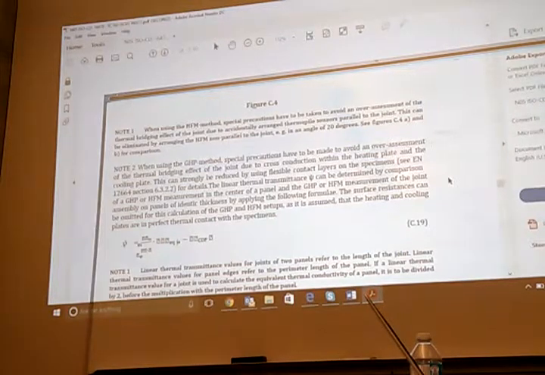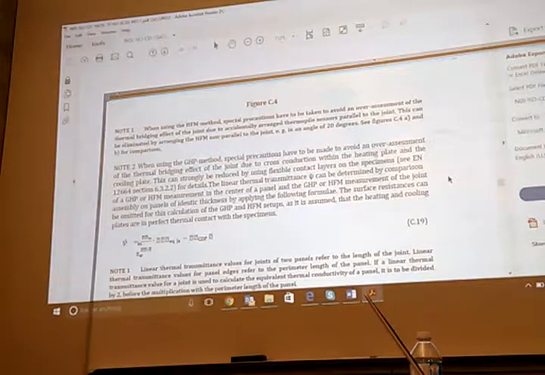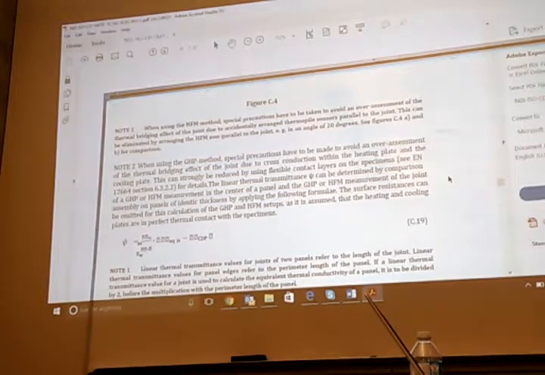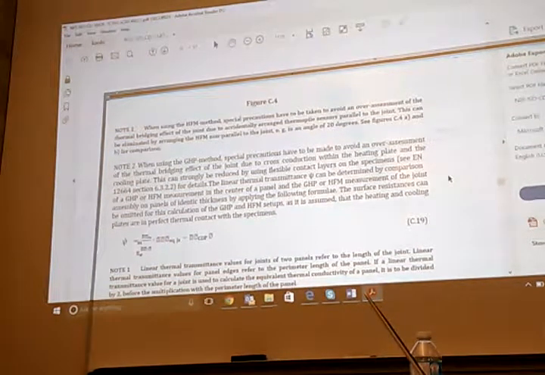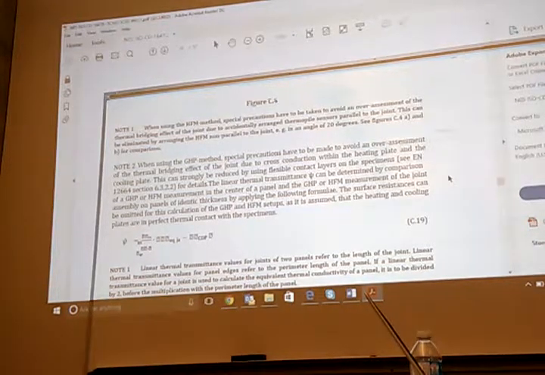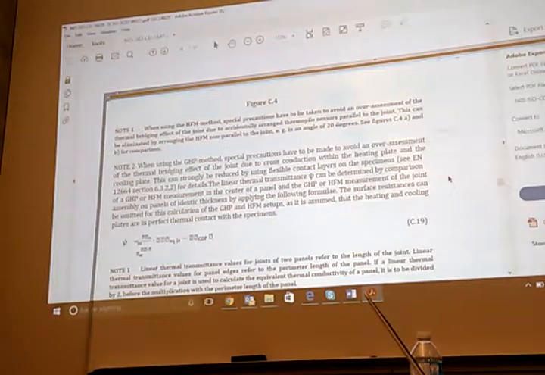Okay, note 1. When using the HFM method, special precautions have to be taken to avoid assessment of the thermal. So maybe we'll take the note part away because these are useful information, isn't it? Take the note, always think of it, what is it going to tell you as a manufacturer that you have to do? If it's just nice information, let's move it to an informative annex that you can read whenever you feel like it. Because these are special precautions that have to be taken. These are part of the test method, isn't it?